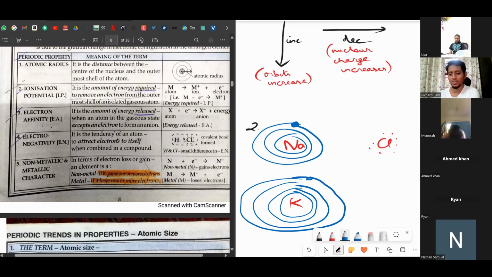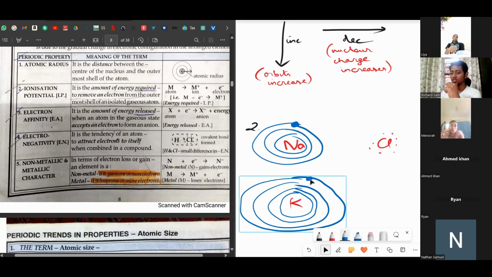And so this 1 electron in the fourth orbit is farther away from the center, right? So that nuclear charge will be lesser for potassium. Why? Because of the distance, right? The farther you go from the center, there is lesser nuclear charge. And so this outermost electron is not held very strongly compared to sodium's outermost electron.